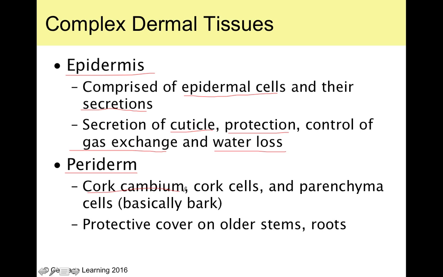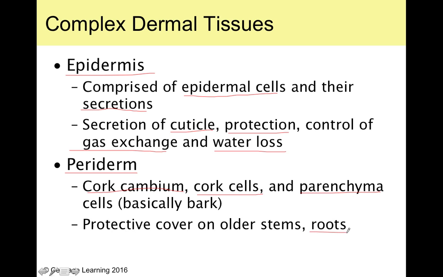It's actually cork cambium, cork cells, and parenchyma cells. And when you combine all of these different tissues, you can essentially get these layers of bark. As it moves out from the vascular cambium, it starts to die, and it can kind of fall off of the tree as these dead cells that we call bark. And that's a protective cover on older stems and roots.